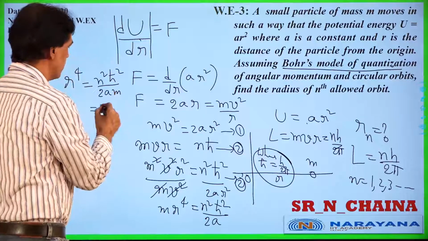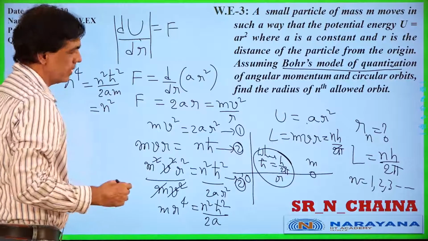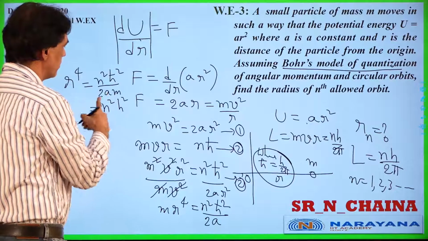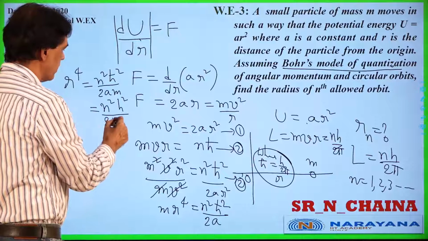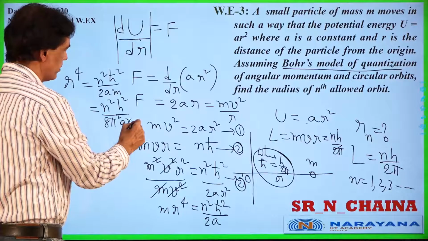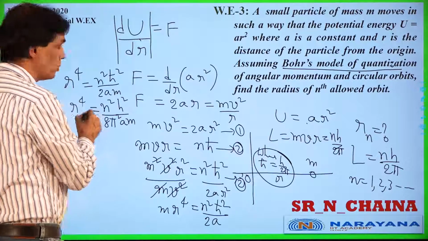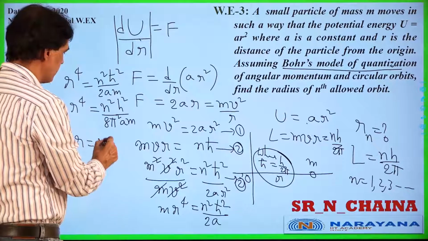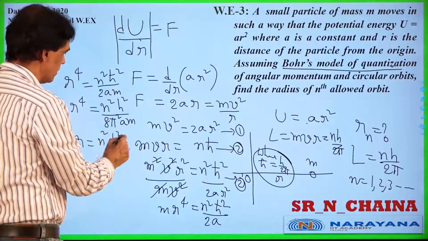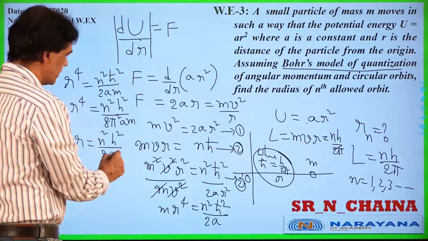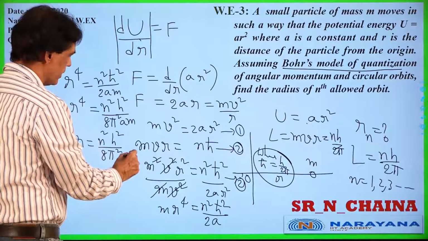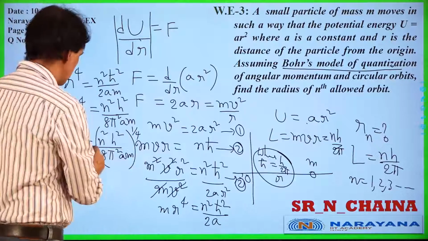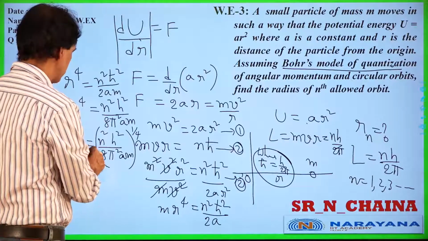Now I'll substitute this value. It becomes n square into h cross square, which is h by 2 pi, so it becomes h square by 4 pi square. 4 pi square into 2, 8 pi square into A and m. That's it. This is my r to the power of 4. Now I'll make r the subject. Then it becomes n square h square whole by 8 pi square EAM whole to the power of 1 by 4. That's it. This is the answer for the radius of nth orbit.